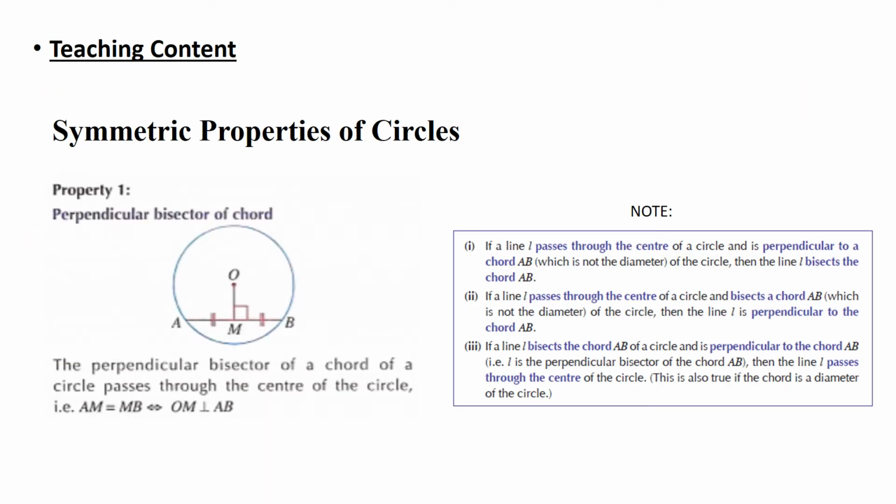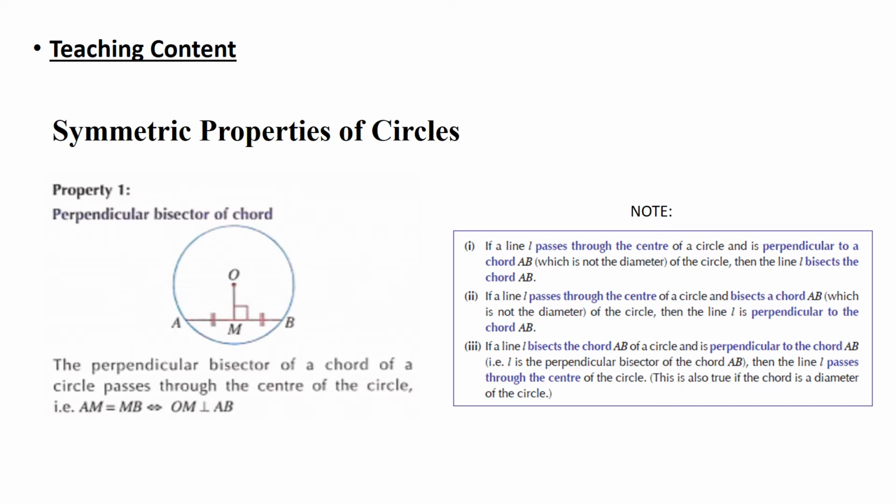Teaching content. Symmetric properties of circles. Property 1. Perpendicular bisector of chord. OM is perpendicular to the chord AB. The perpendicular bisector of a chord of a circle passes through the center of the circle, that is, the length AM equals to BM implies that OM is perpendicular to AB.